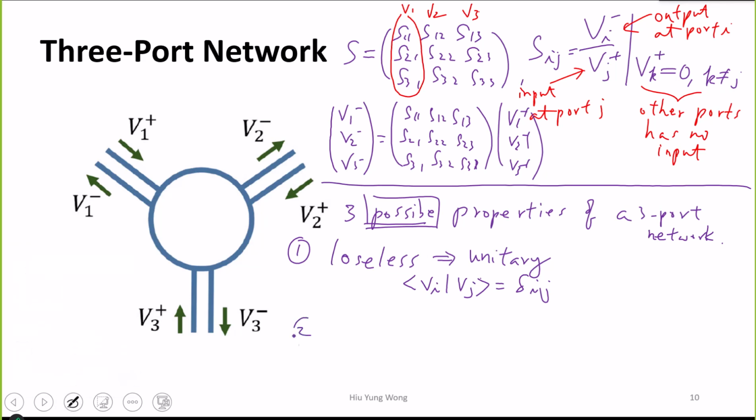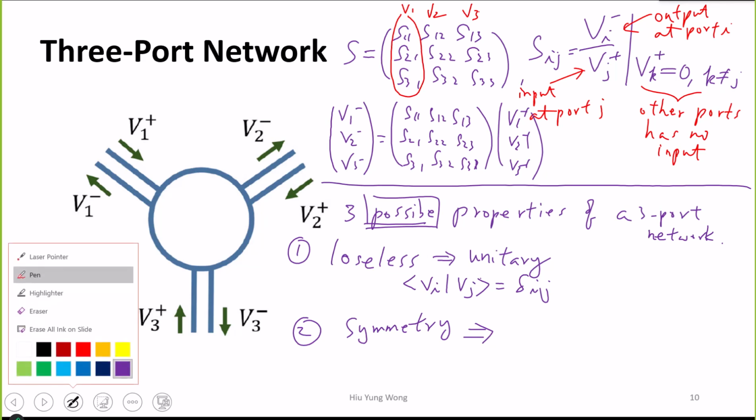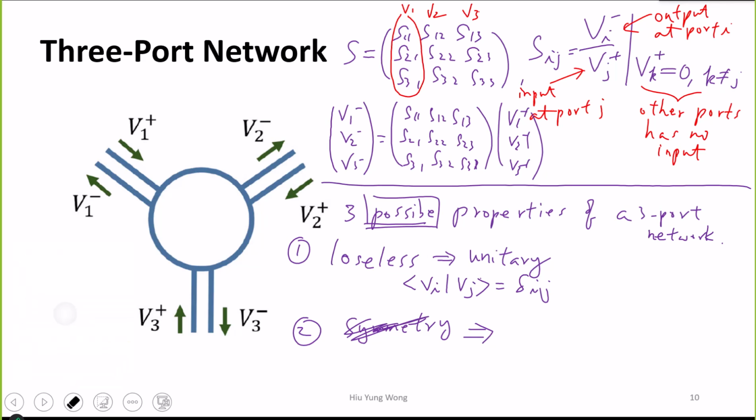The first is lossless. The second is that they can be symmetric. Again, they don't have to. And what is the meaning of symmetric? Can you guess? Oh, no, not symmetric, reciprocal. We should call it reciprocal. But then it means that the matrix is symmetric.